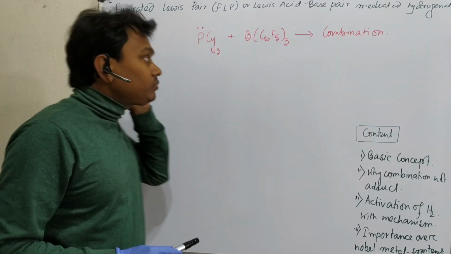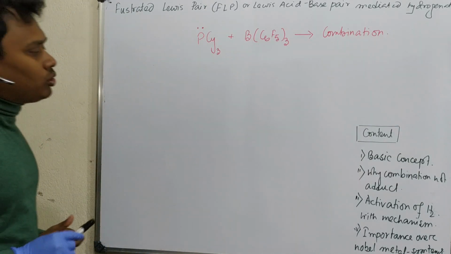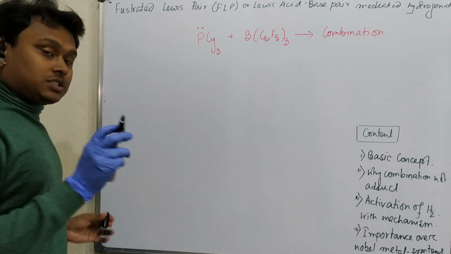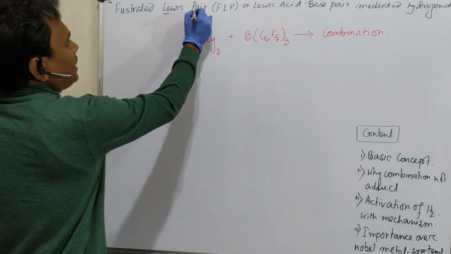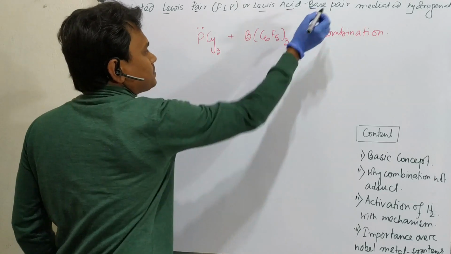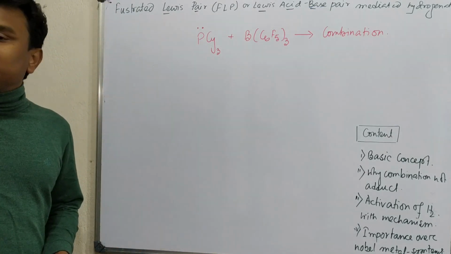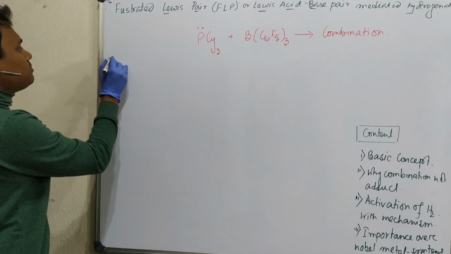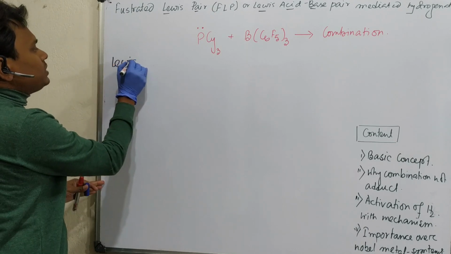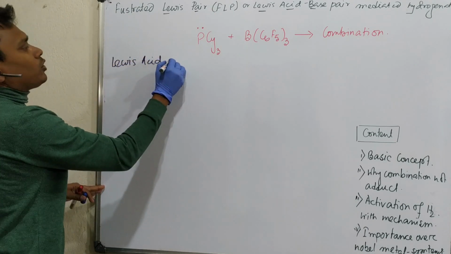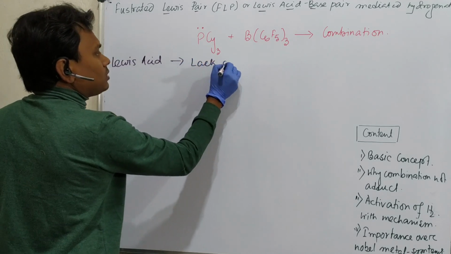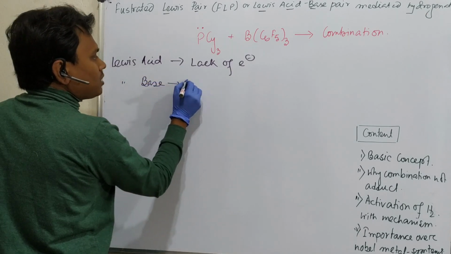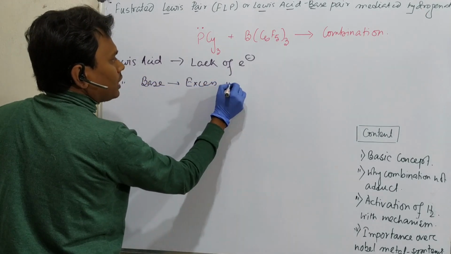Okay, so let's start. Let's discuss the basic thing. Just focus on the words Lewis pair, or Lewis acid-base pair. What does it mean? A Lewis acid means lack of electron. What is a Lewis base? Excess of electron.